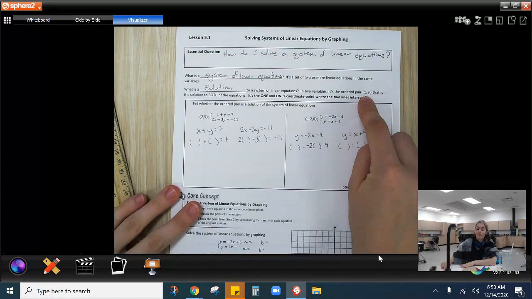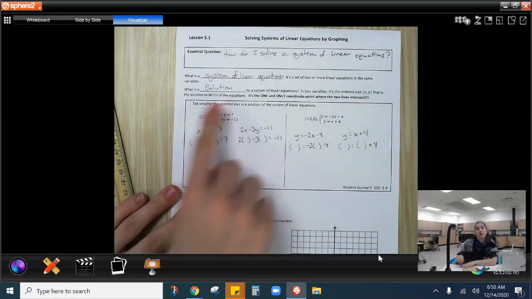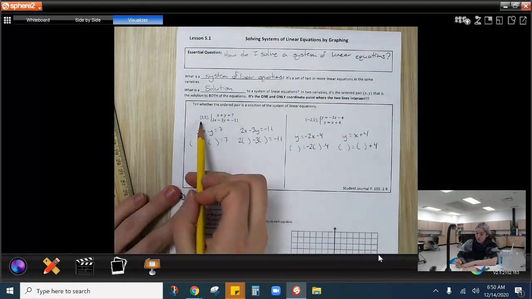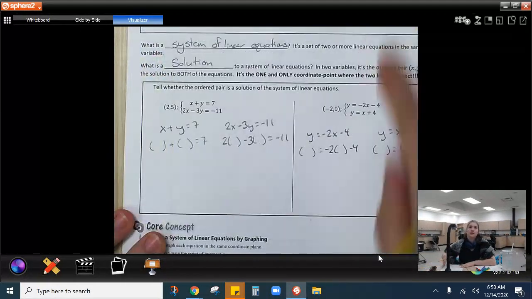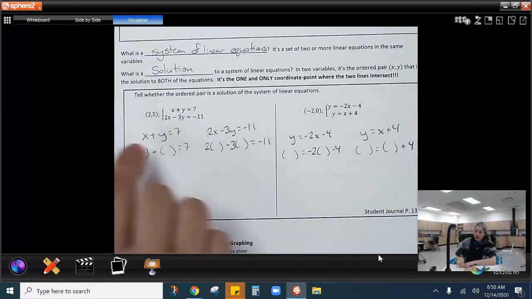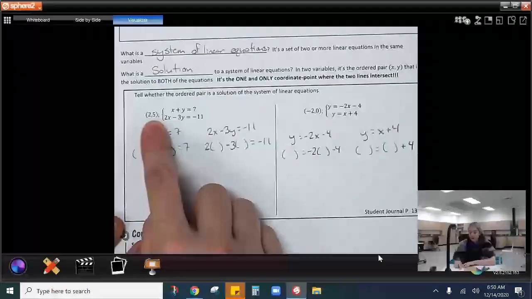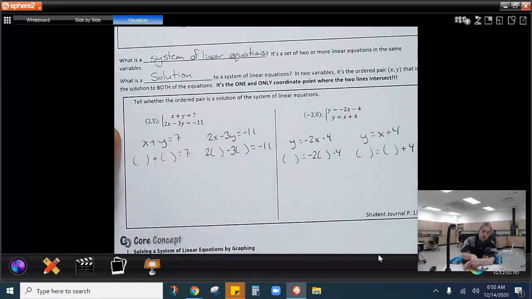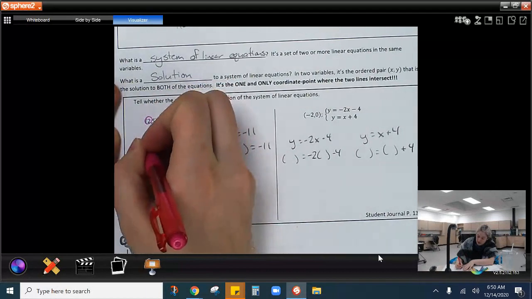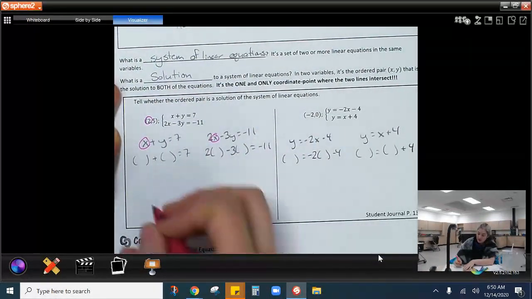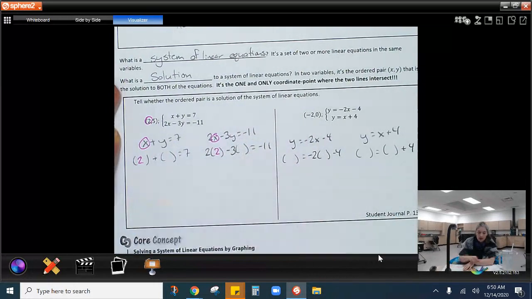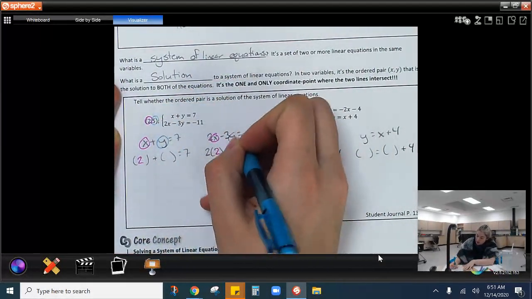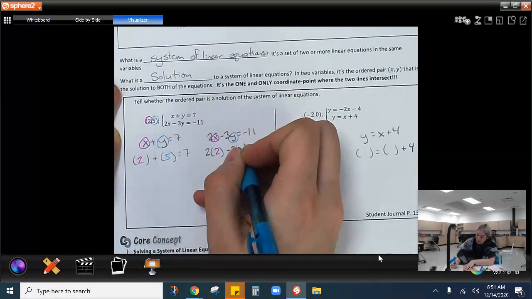And it needs to work for both of the equations, okay? If it works for one of them but not for the other one, that's not a solution. So for our first one right here, and I'll see if I can zoom in. There we go, that's slightly better. We've been given the coordinate pair 2, 5, and we want to check to see if it works for our two equations. So I've separated them out, and all I'm going to do is plug in my x for the x's. So I'm going to put 2 in here, and then I want to plug in my y for the y's. So I'm going to plug in 5 here.